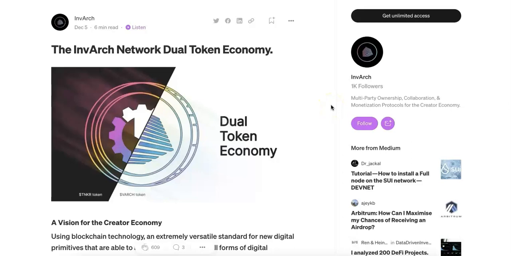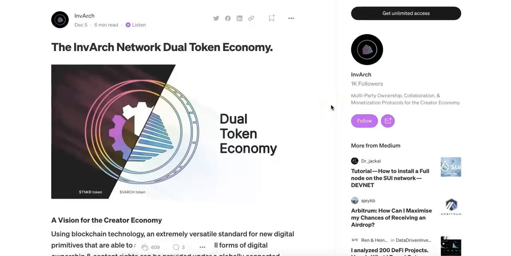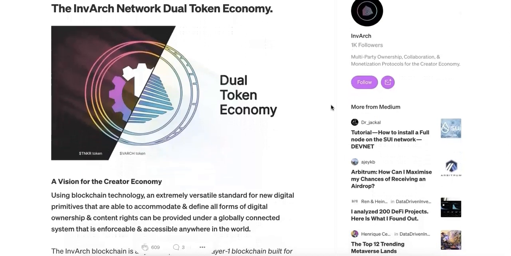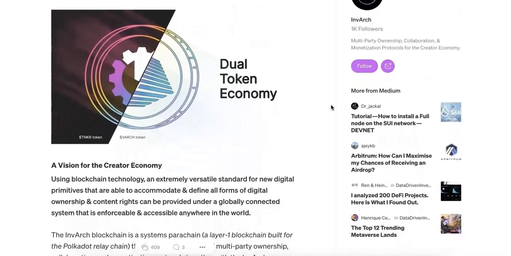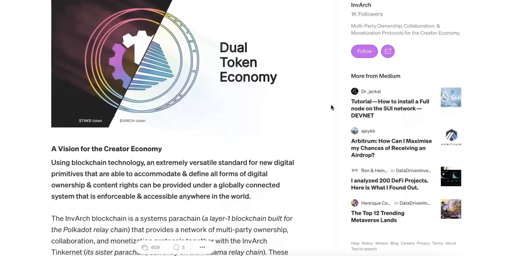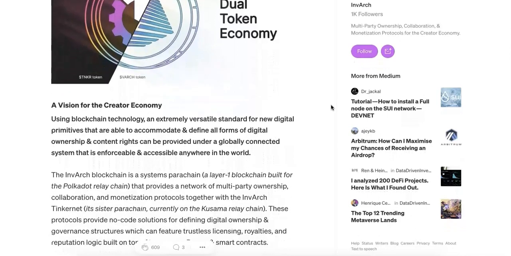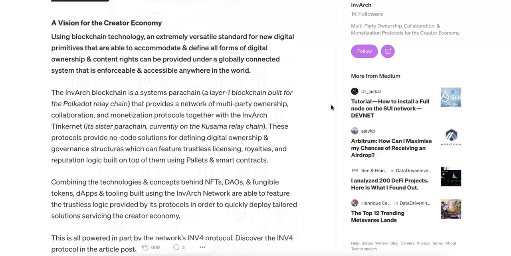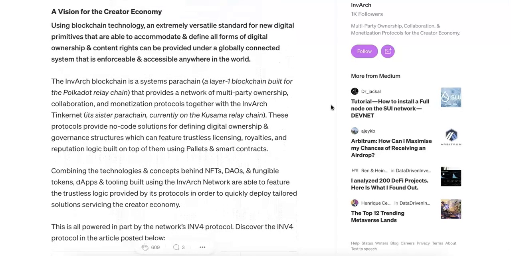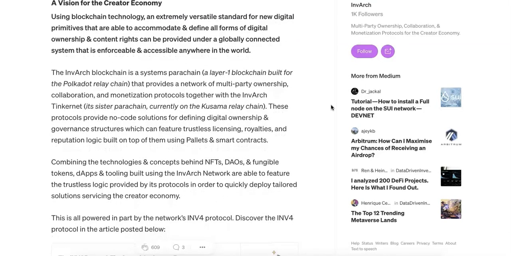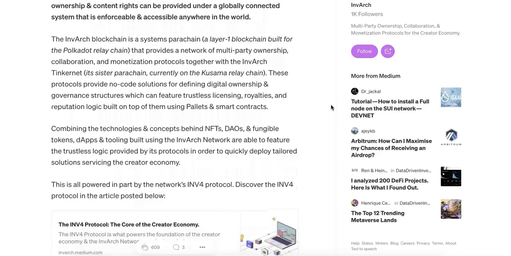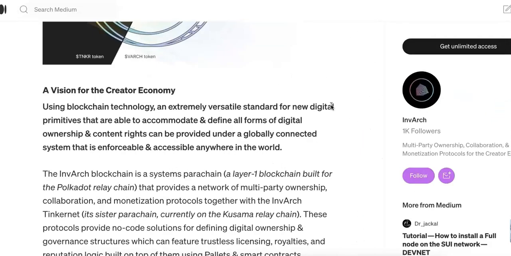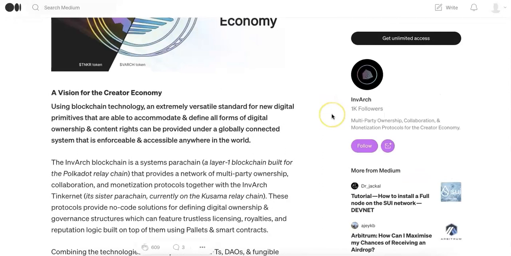The InvArch Network recently published the dual token economy article, and I think this is very, very interesting, and it's worth everyone reading that article. I will post a link as well. In this article, they talk about the vision for the creator economy, because the whole idea of InvArch is that they focus on the creators economy.